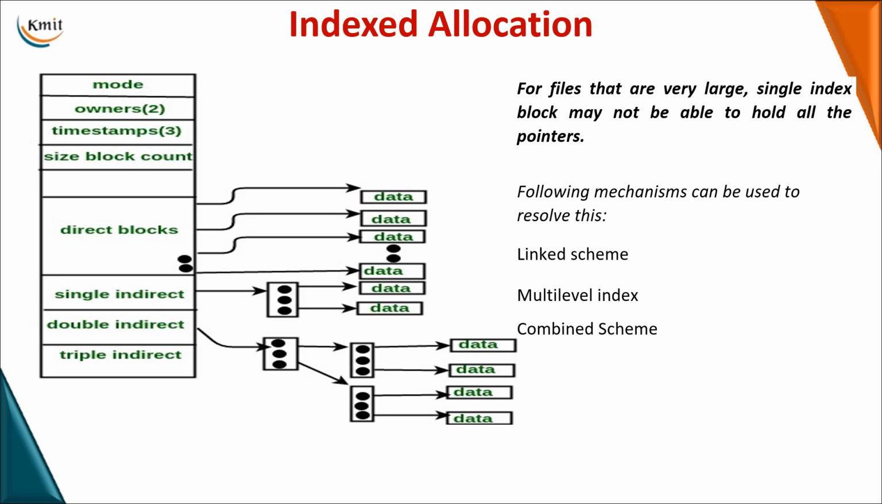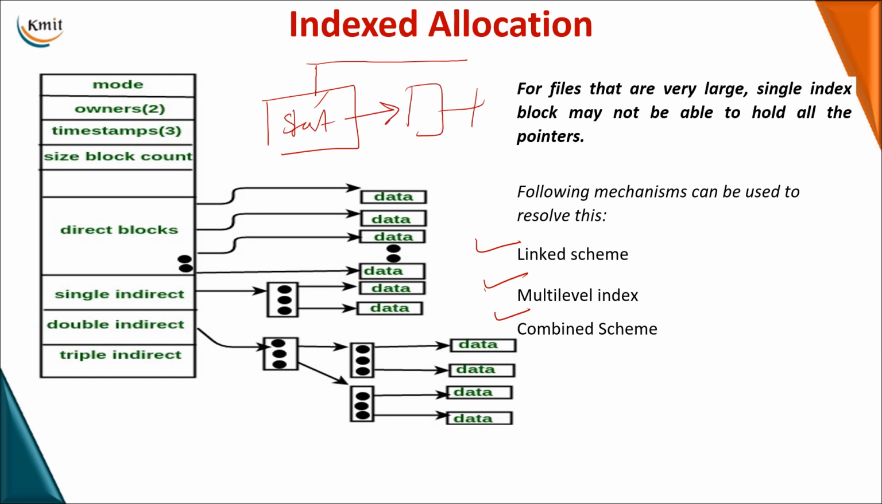Now in indexed allocation, we can use various techniques to overcome all these problems related to pointers. We can use mechanisms known as the linked scheme, multi-level index, and combined scheme. What we do in the linked scheme is, in one of the blocks, you write the address of your starting block, and this acts as a link to all the remaining blocks. So you establish the links here.